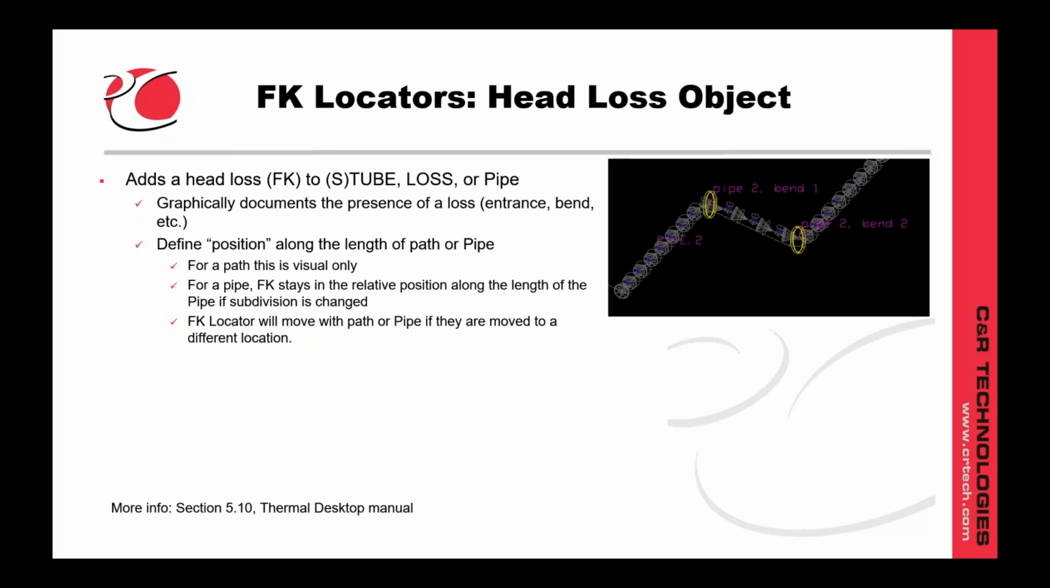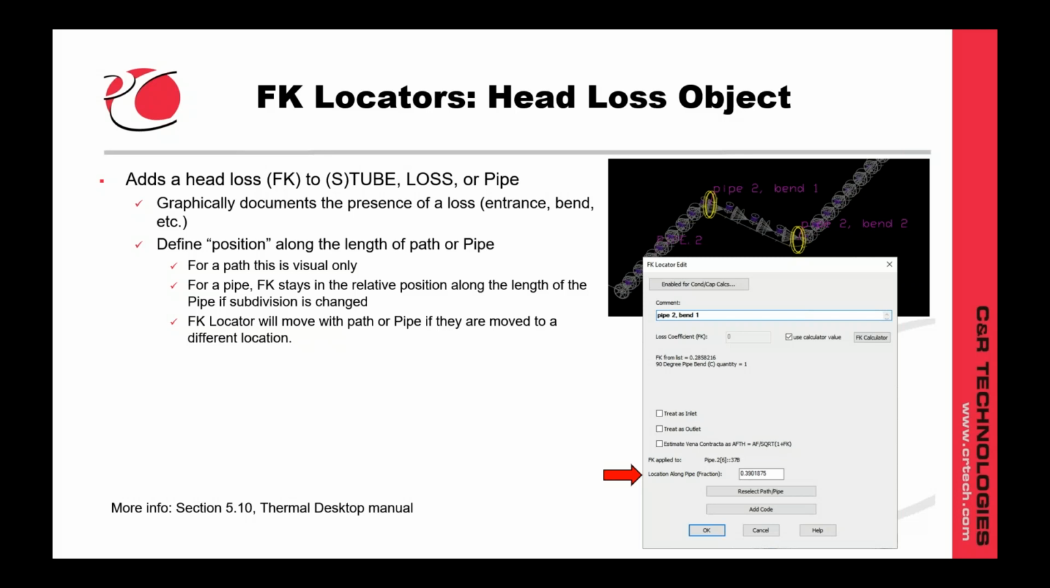Note that losses defined on a path in an existing model will not be converted to FK locators. Hence, they will continue not to have any form of graphical display. In many cases, this is fine, but if the loss is in a pipe, we really encourage you to consider changing them to FK locators.